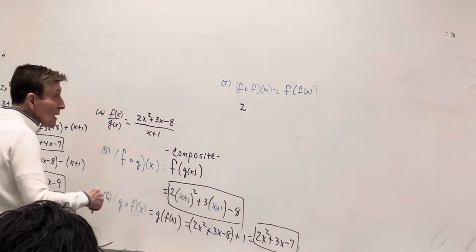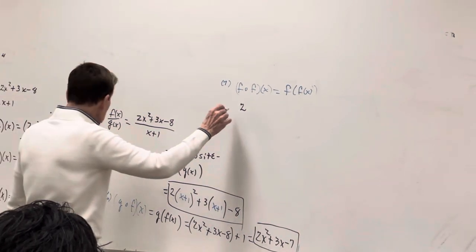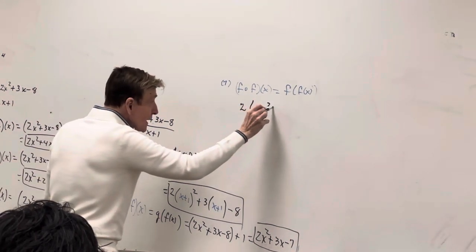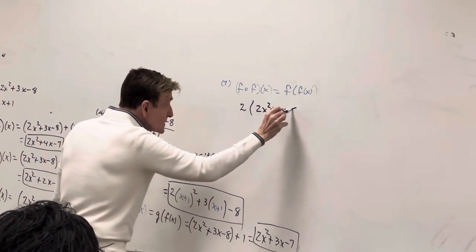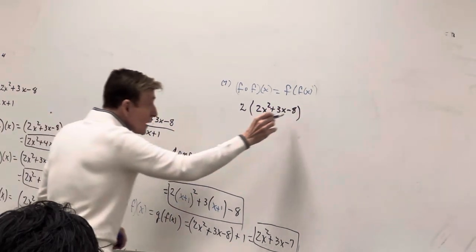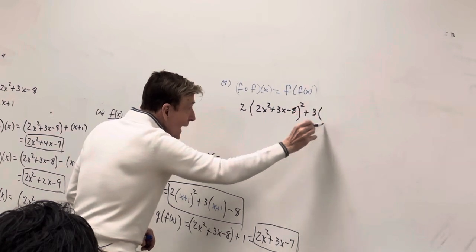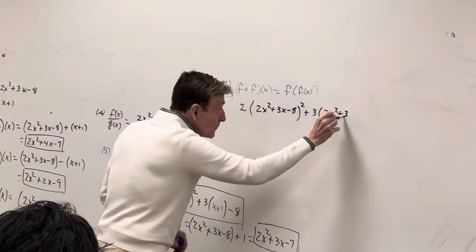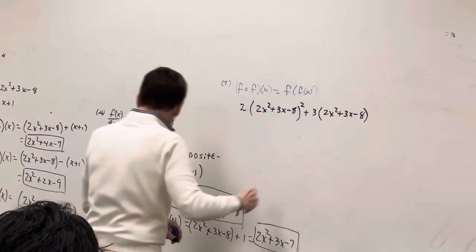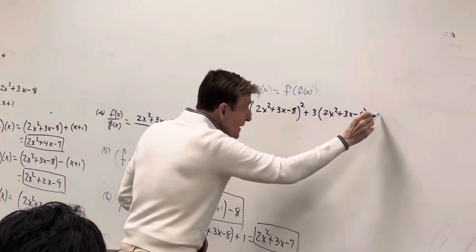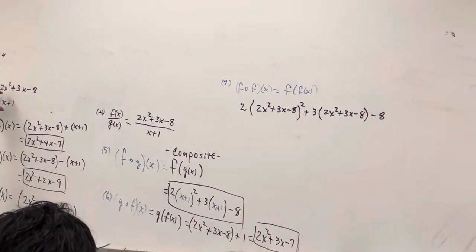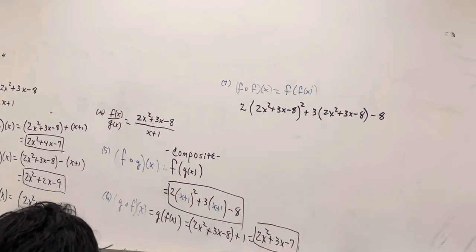What was it? Two x squared plus three x minus 8. That's going to look a little strange here, guys. That's being squared plus 3 times 2x squared plus 3x minus 8. And of course, minus 8 down here. Do you guys agree? Is that the way this looks if I take it right back into itself? Yes, yes, yes.